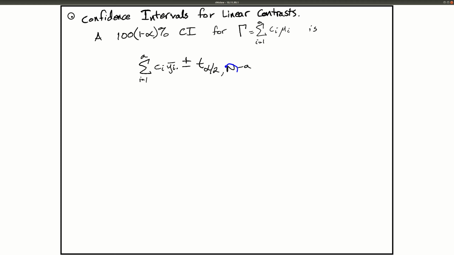Again, that's the total number of samples, and a is the number of levels. And then we multiply this by the standard error of this point estimate here, which occurs in the denominator of our t statistic, and it's the mean squared error divided by n times the sum of all of our contrast coefficients squared from i equals 1 to a.